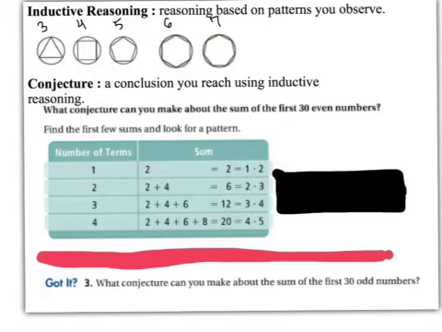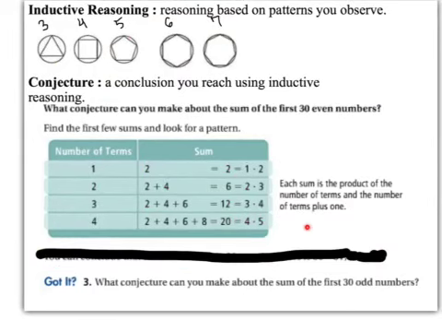The pattern that we're noticing here is that each sum is the product of the number of terms, so here the number of terms is 1, and the number of terms plus 1, so 2. The next example, there's 2 terms, 1 more than that is 3. 3 terms, 1 more than that is 4. 4 terms, 1 more than that is 5. So we notice the pattern here that however many even terms times 1 more than those terms gives you the sum. The number of terms times 1 more than those terms gives you the sum.